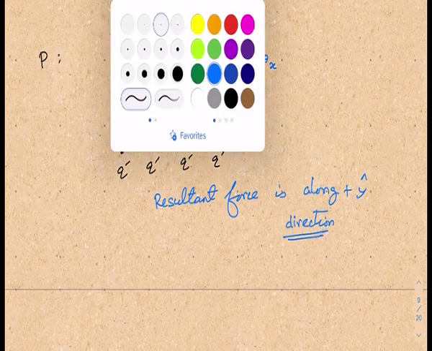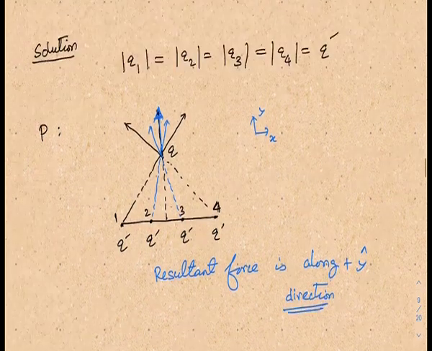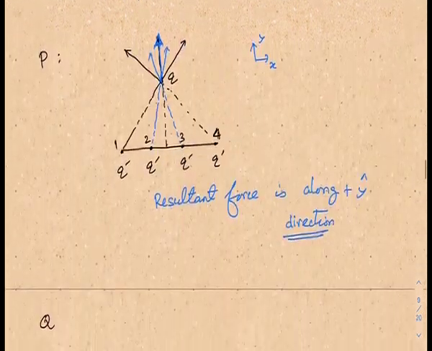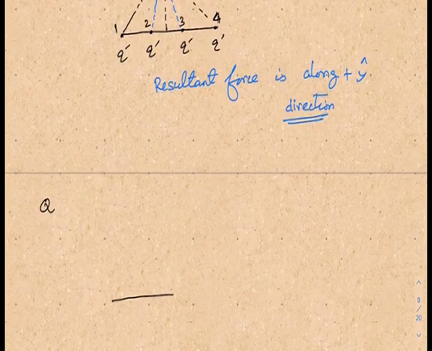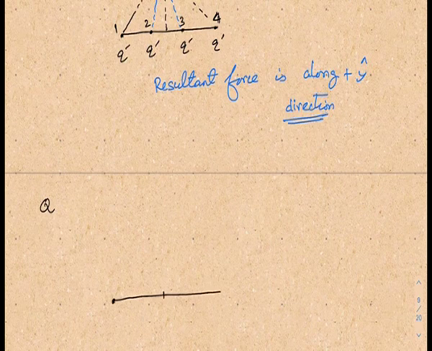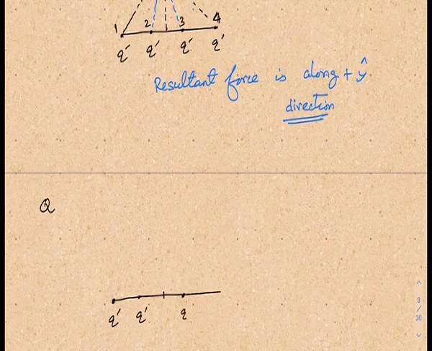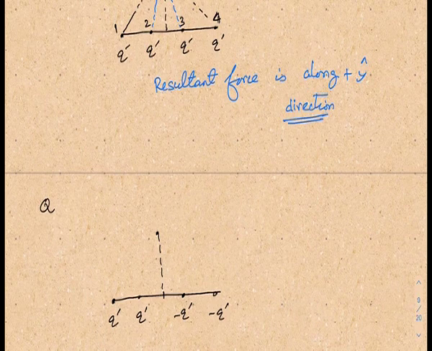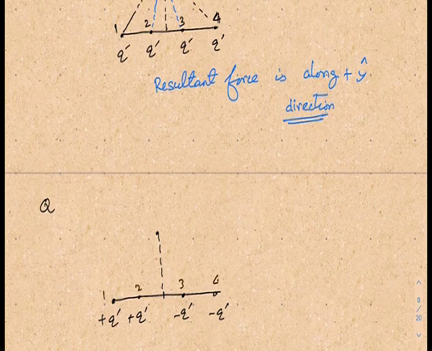Then the next one is q1, q2 positive, q3, q4 negative. So q1, q2 positive, q3, q4 negative. So this is what you have here. Okay, so this is positive 1, 2, 3, 4, and this is your charge q.